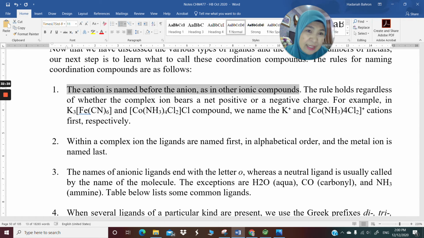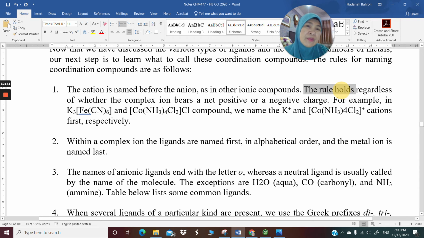The rule of naming cations before anions holds regardless of whether the complex ion bears a net positive or a net negative charge. For example, in the K3[Fe(CN)6] and [Co(NH3)4Cl2]Cl compounds, we name the potassium first in this example. And in this example here, we name the complex ion first because those are the cations. Yep, that is the first rule.